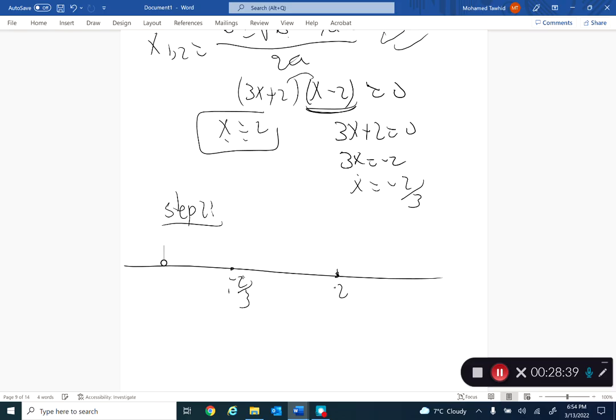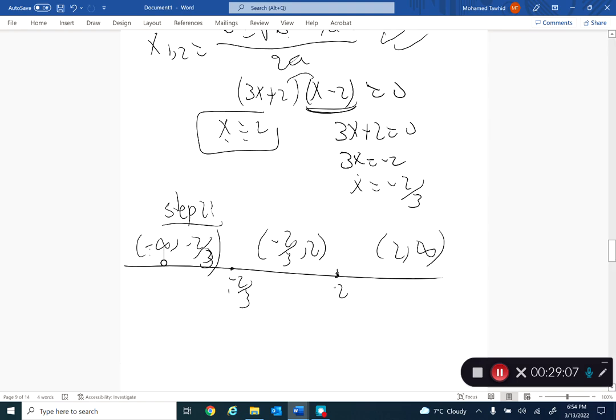So those 2 numbers are dividing the whole real line into 3 subintervals: from minus infinity to negative 2/3, from negative 2/3 to 2, and from 2 to plus infinity, right?